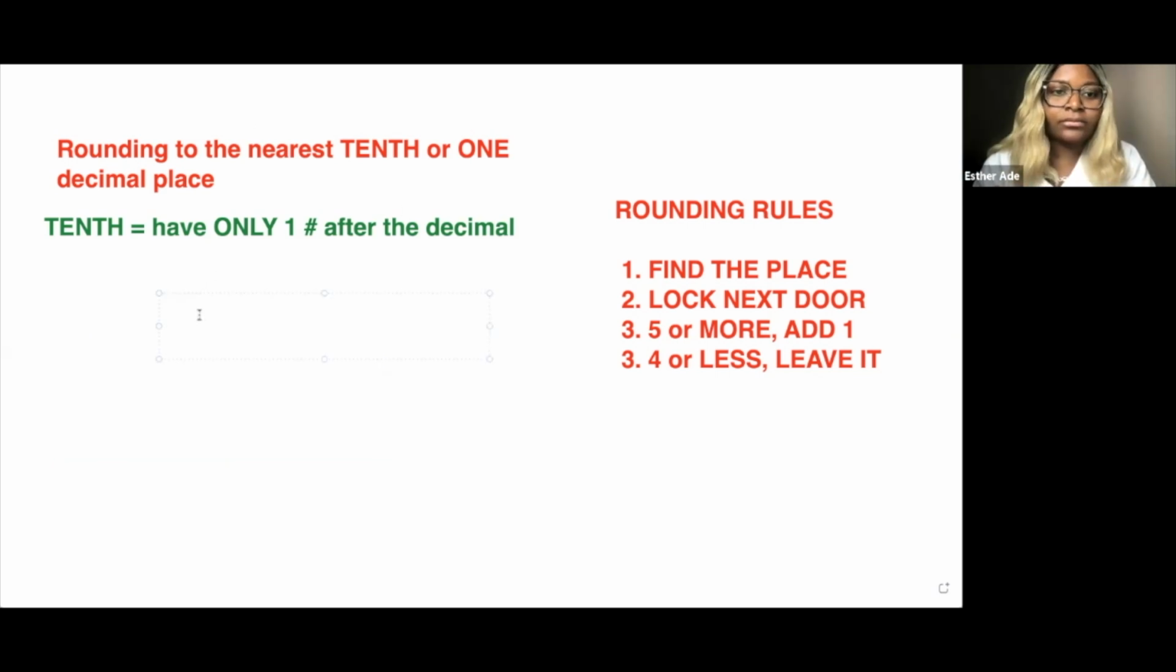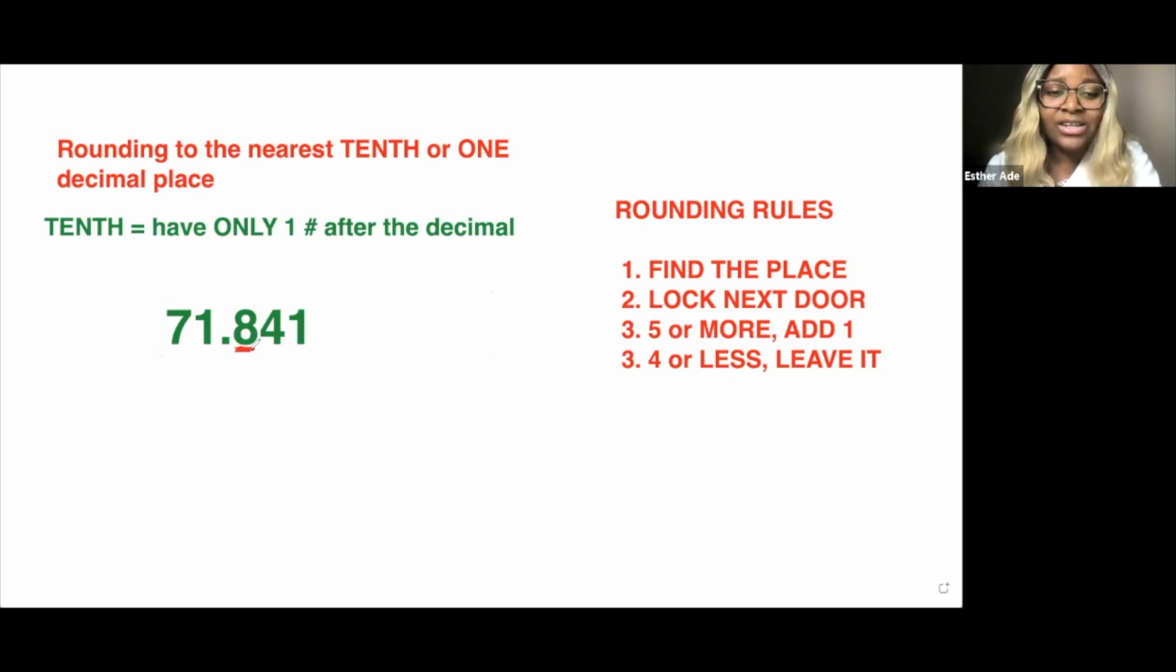Let's do this. So we have 71.841. All right, this looks nice, I know. So what is our tenth again? Tenth says I have only one number after the decimal. And the first rule is to find the place. If I want just one number after my decimal, this is where my answer needs to end, right after my decimal. That's the decimal point. That's the number right behind it. That's where my answer needs to end.